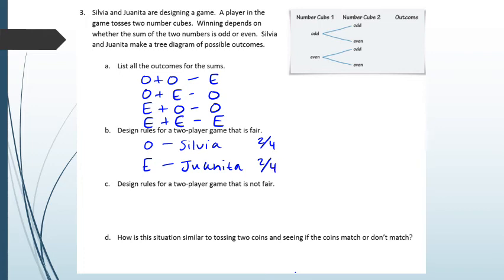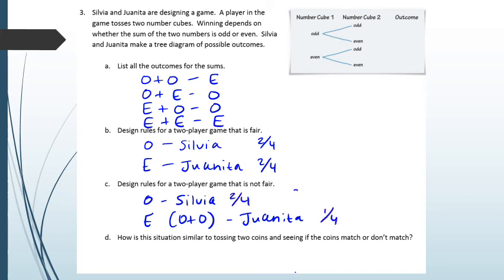Well, maybe I could say that Sylvia gets a point if she gets an odd sum, but maybe Juanita only gets a point if she gets an even sum with an odd number plus an odd number, for example. So maybe Juanita can only win 1 way out of the 4, Sylvia wins 2 ways out of the 4, and maybe an even plus an even results in a retoss. Somehow they should be unequal chances of winning.